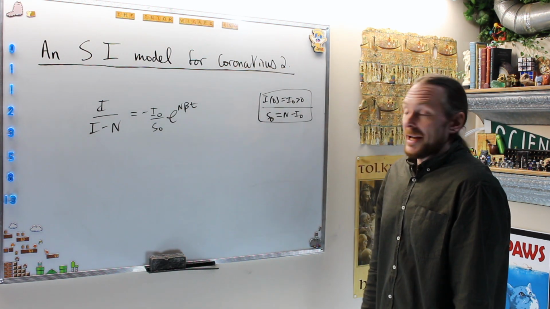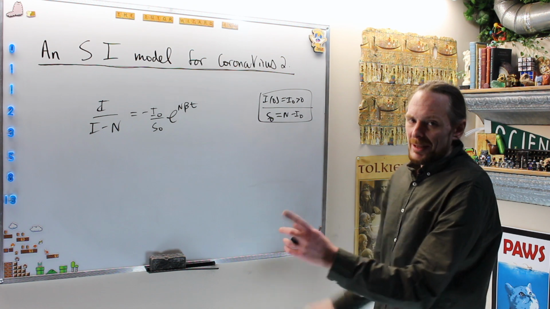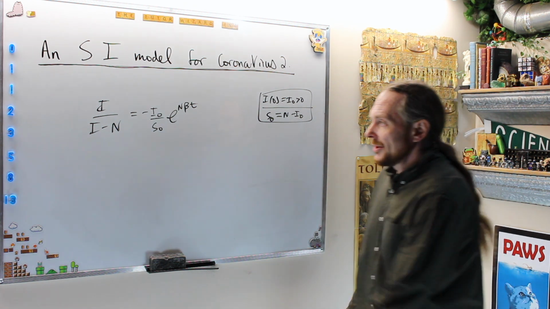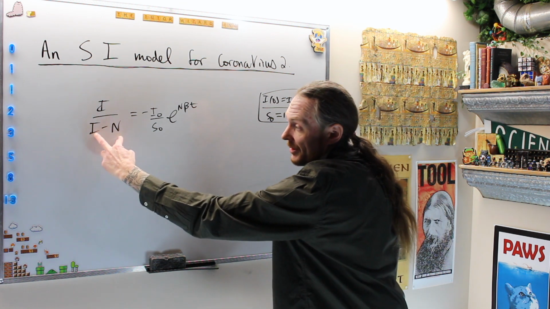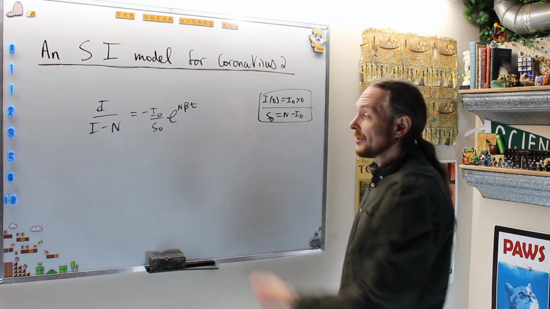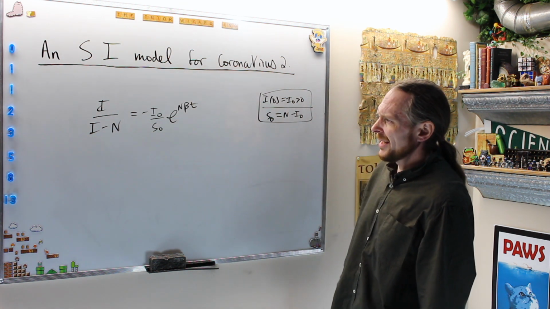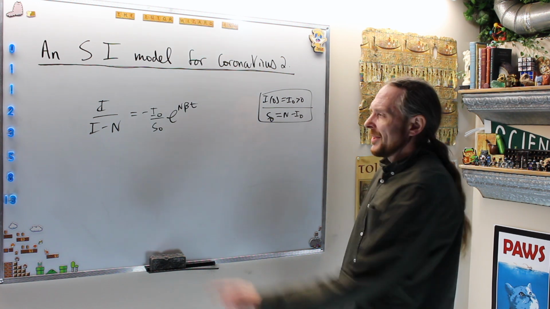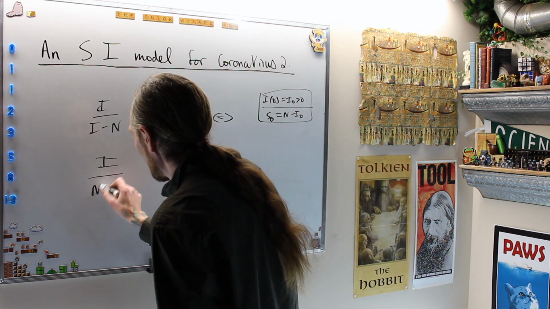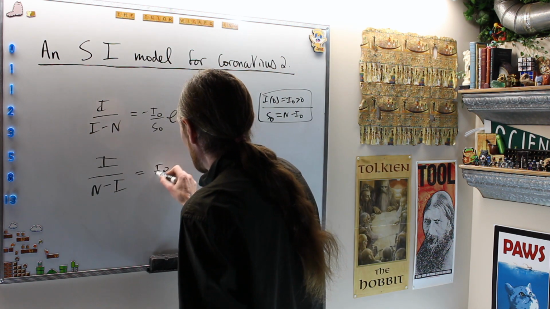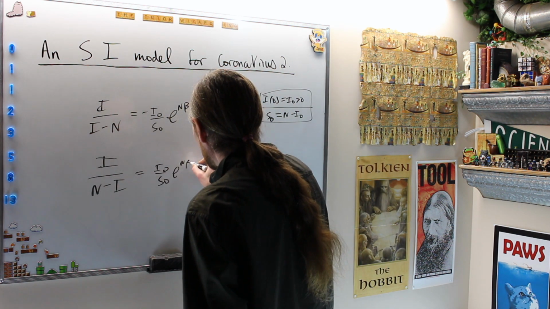Now I have to explicitly solve for I. So we're going to do a couple of clever tricks, but what I need to do is have I on one side by itself and solve for I. So first what I'm going to do is bring this one up, factor something out, and get this. Should I do this again and hurt my brain? I'm going to get rid of this negative by pushing it to this side. I minus n minus I equals I naught over S naught e to the n beta t.